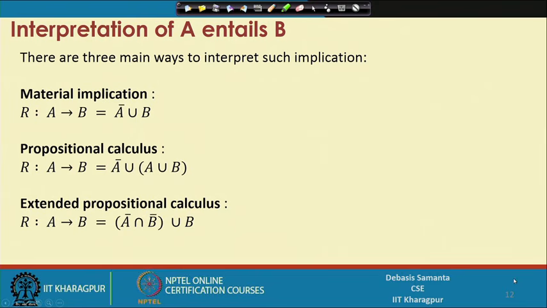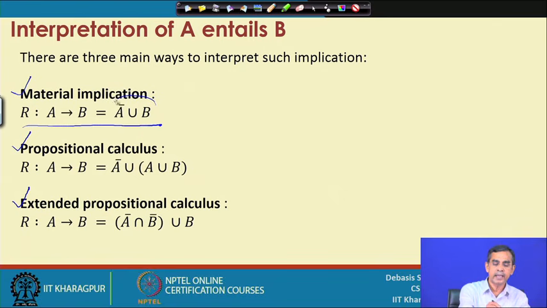Now, I will come to another type, called A-entails-B. A-entails-B takes three forms: material implication, the propositional calculus form, and the extended propositional calculus form. According to the material implication, a fuzzy rule is described in a form like this one. The fuzzy rule here is basically A complement union B. We know how to perform this operation, so this rule can be obtained like this.